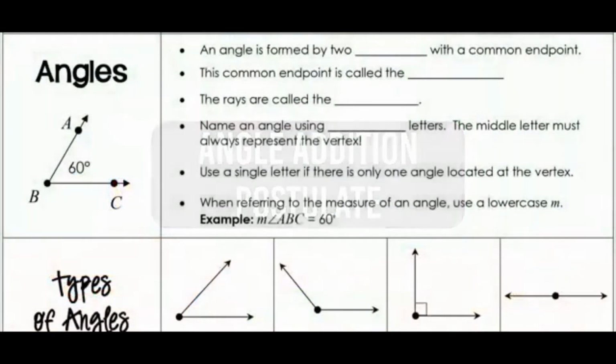In this lesson, we are going to look at angles. Okay, so to our left, you can see an angle. An angle is formed by two rays with a common endpoint. That common endpoint is called the vertex.